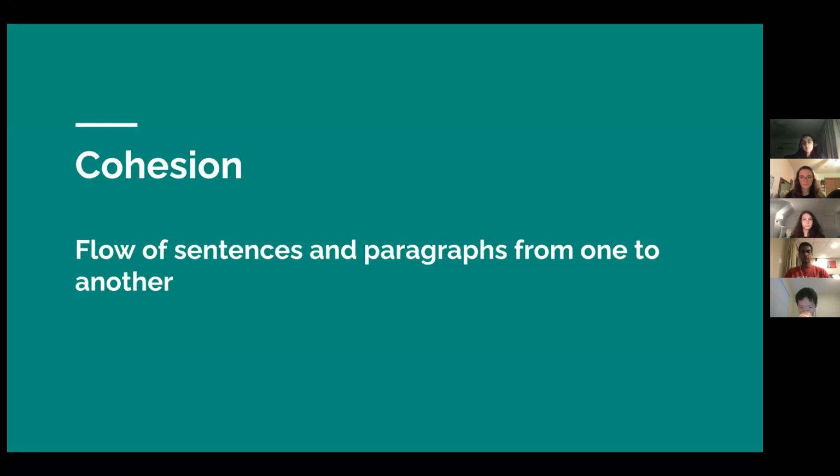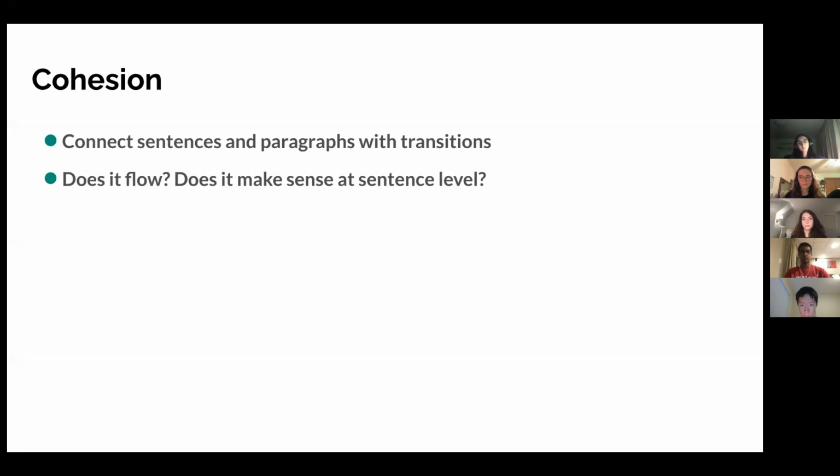So the third C of academic presenting will be cohesion. This is going to involve the flow of sentences and paragraphs from one to another. A couple of things to keep in mind when trying to achieve cohesion in your presentation is to connect sentences and paragraphs with transitions. A few questions that you want to keep in mind while rehearsing your presentation: does your paragraphs flow with one another? And does it make sense at a sentence level?